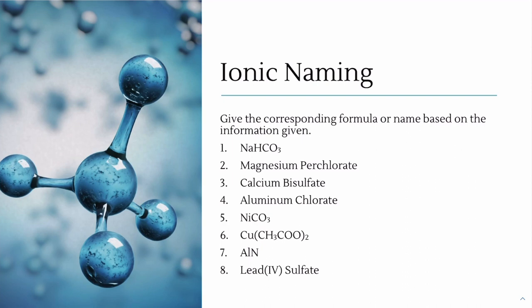All right, so with ionic naming, the one thing that you need to remember is that we always name the cation first and the anion second, and there are no prefixes that we have to add. Prefixes are specifically for covalent bonds because those ratios can change, right?